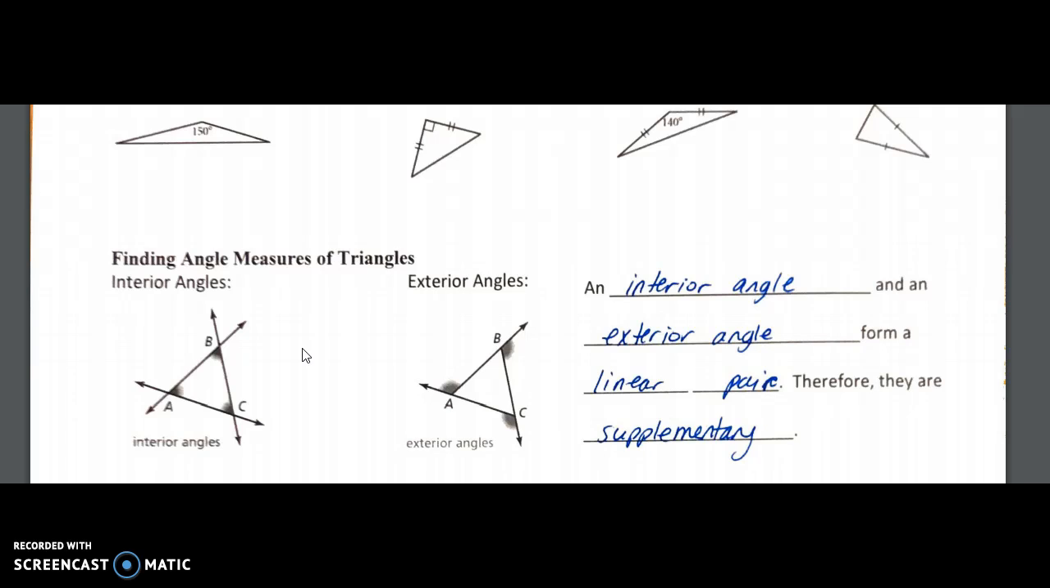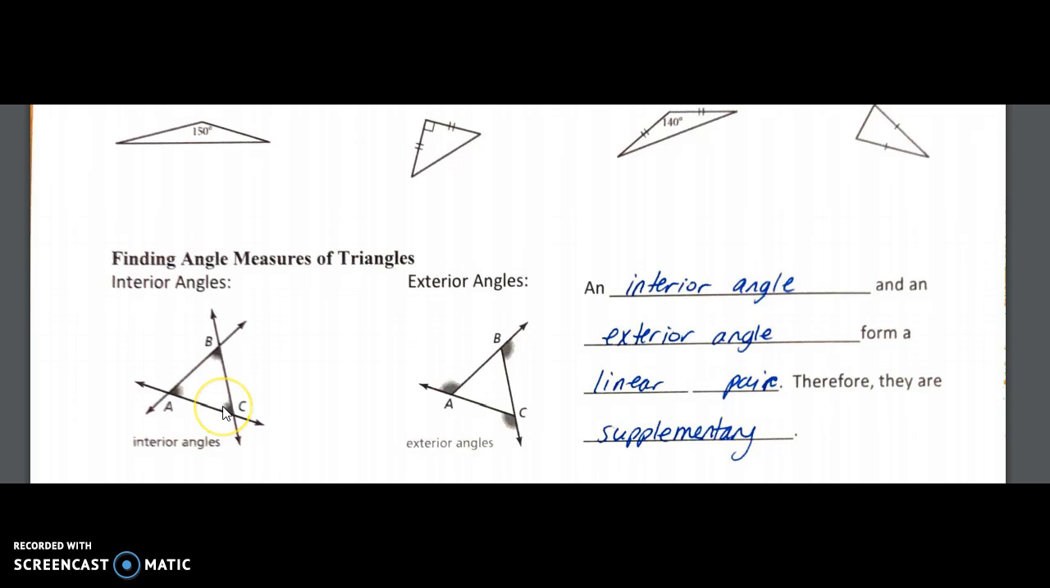Now, first things first, we need to understand the difference between interior angles and exterior angles, okay? So first, let's look at interior angles. The word interior we've talked and we've seen before. We've talked about it means inside. So when we're talking about the interior angles of a triangle, we're talking about 3 angles that are inside the triangle here of A, B, and C. So we're talking about these angles that are right inside.